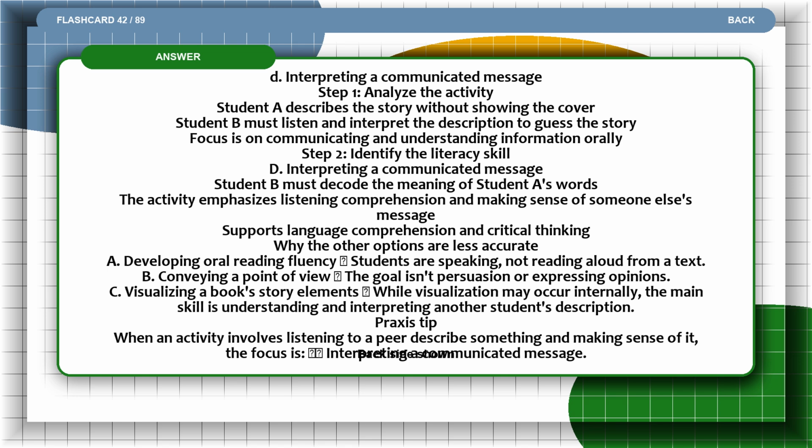Why the other options are less accurate. A. Developing oral reading fluency. Right arrow: students are speaking, not reading aloud from a text. B. Conveying a point of view. Right arrow: the goal isn't persuasion or expressing opinions. C. Visualizing a book's story elements. Right arrow: while visualization may occur internally, the main skill is understanding and interpreting another student's description. Praxis tip. When an activity involves listening to a peer describe something and making sense of it, the focus is interpreting a communicated message.